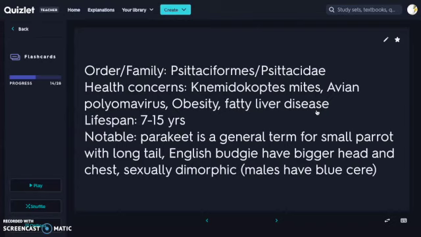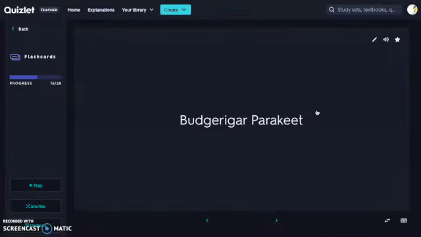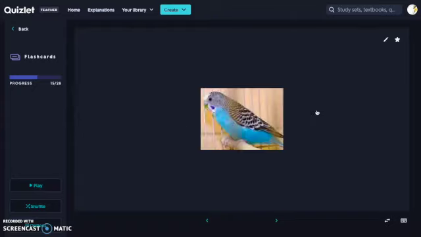Something to note about parakeets is that they are generally termed for a small parrot with a long tail. English budgies have bigger heads and chests, and they are sexually dimorphic. So males in your parakeet species will have a blue cere. So we generally look at, this is just a budgerigar parakeet. So when we say budgie, we're talking about budgerigar parakeets. The cere is that part right there where the nostrils are. And so that will be blue in males for our parakeets.